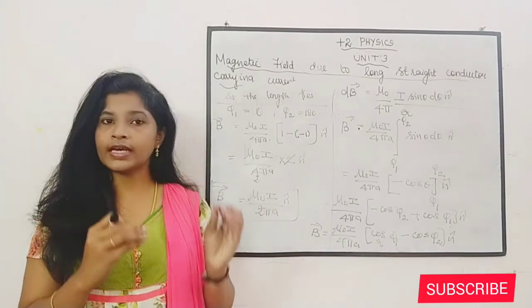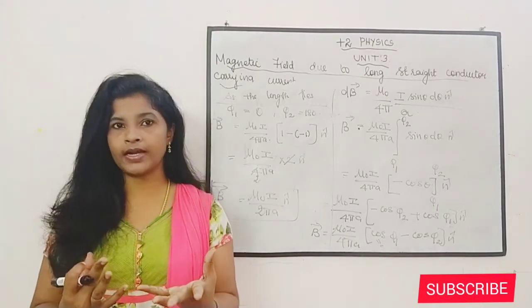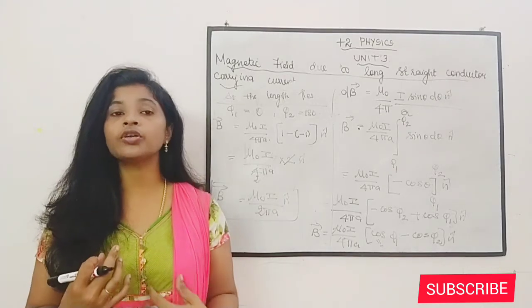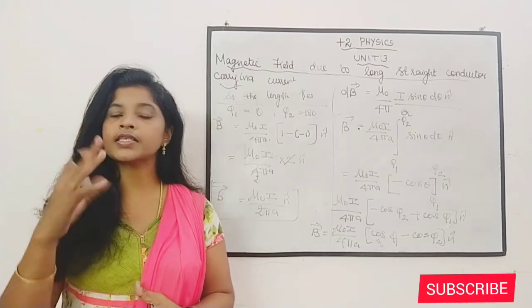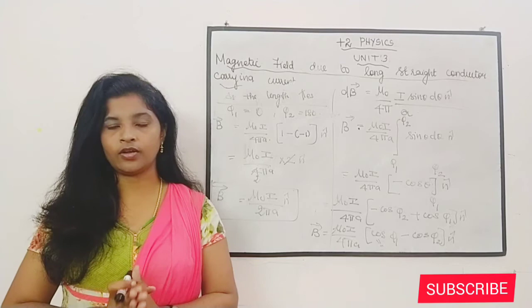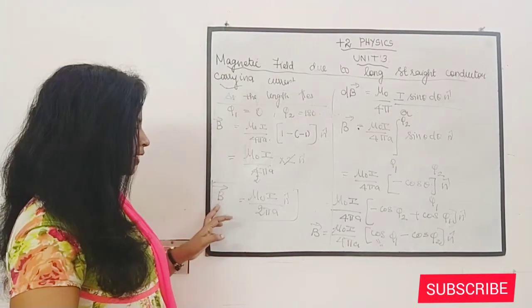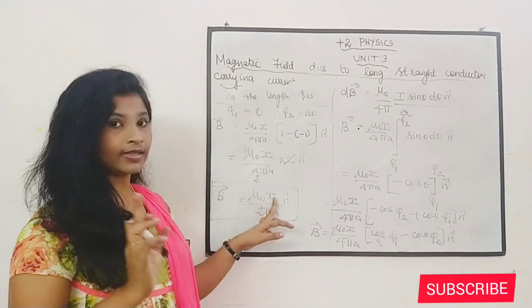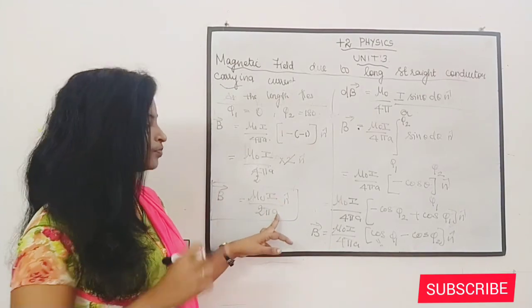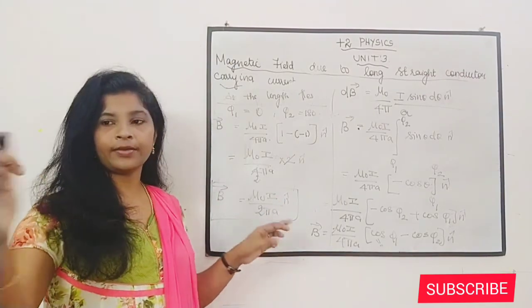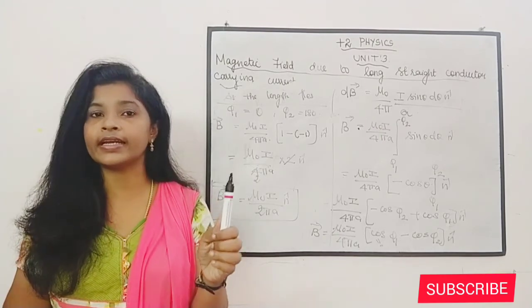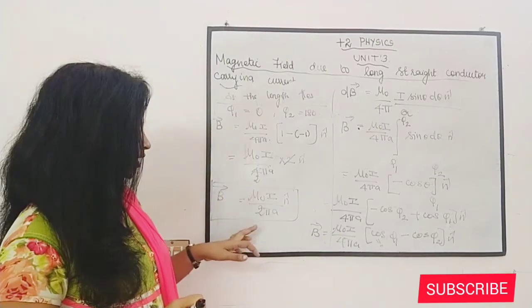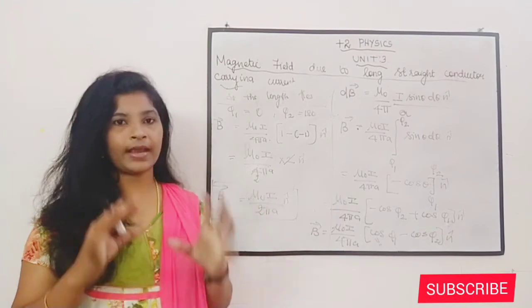Here we have understood how to apply the Biot-Savart law and how to calculate the magnetic field at a point when we pass a current through a straight conductor. Hope you understood it. So what does it depend upon? It depends on the current. And it also depends on the point you select, how far it is, that is the distance. So these are the factors it mainly depends upon.